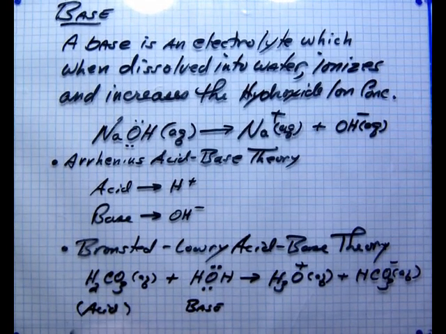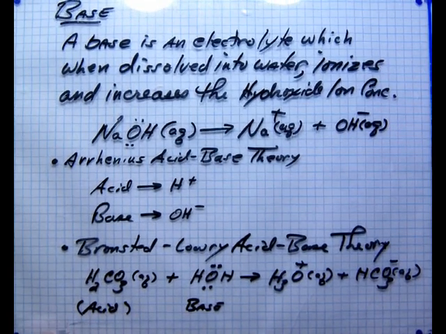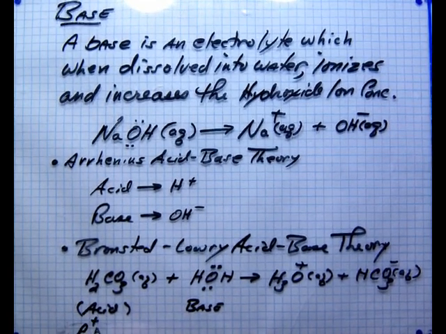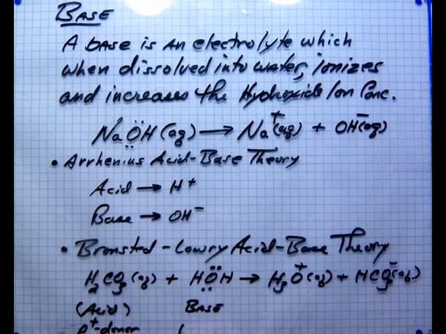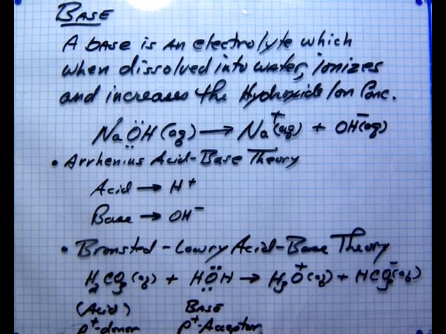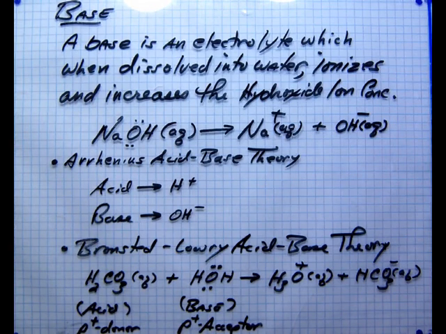This, in general, is a proton. I'll write it out in a shorthand. This is a proton donor, and this is a proton acceptor. At times, it's wise to use the Bronsted-Lowry theory when talking about the carbonic acid equilibrium and how it functions.